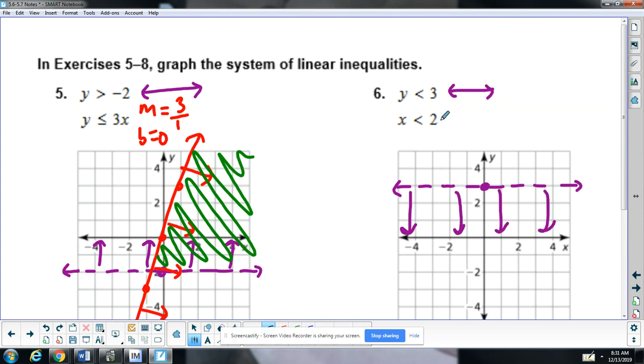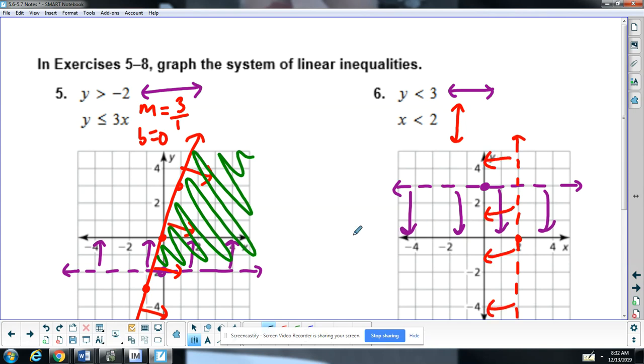Then x is less than 2. We don't have a y this time, so we know we're going to have this vertical line. So on the x-axis at 2, I'm going to draw a point. Then will this line be solid or dashed? Good, it'll be dashed because it's not or equal to. And then are we going to shade to the left or to the right since x is less than 2? Which numbers are less than 2? -4, -2, or +4? Good, to the left. -4 and -2 are less than 2. So I'm going to shade to the left.